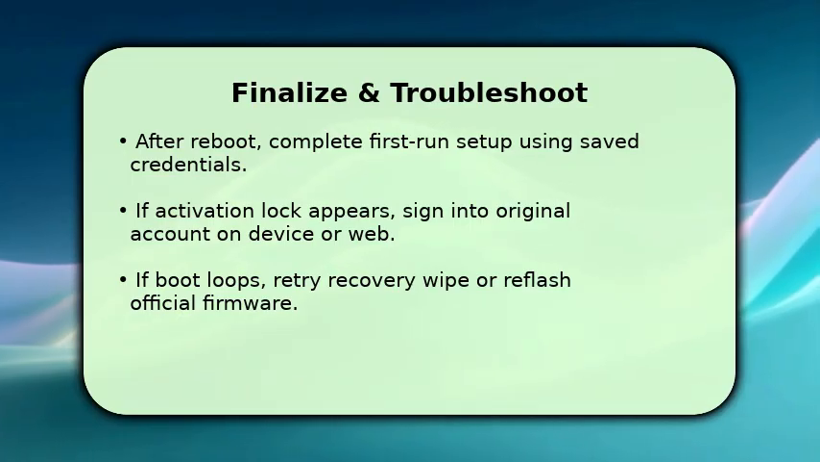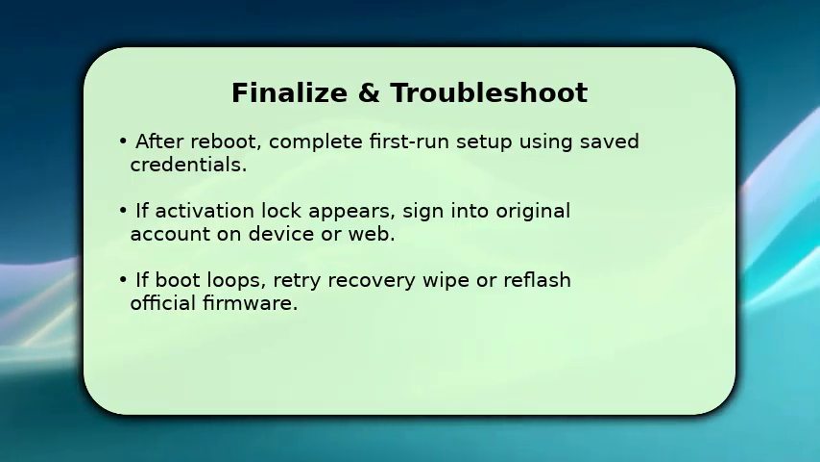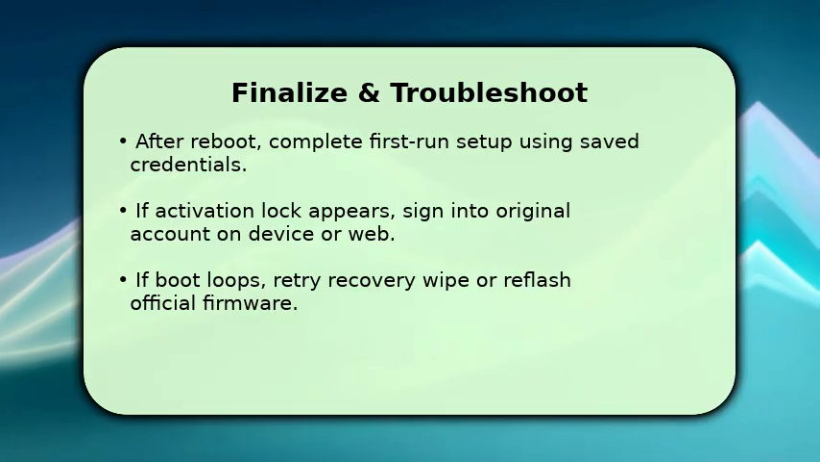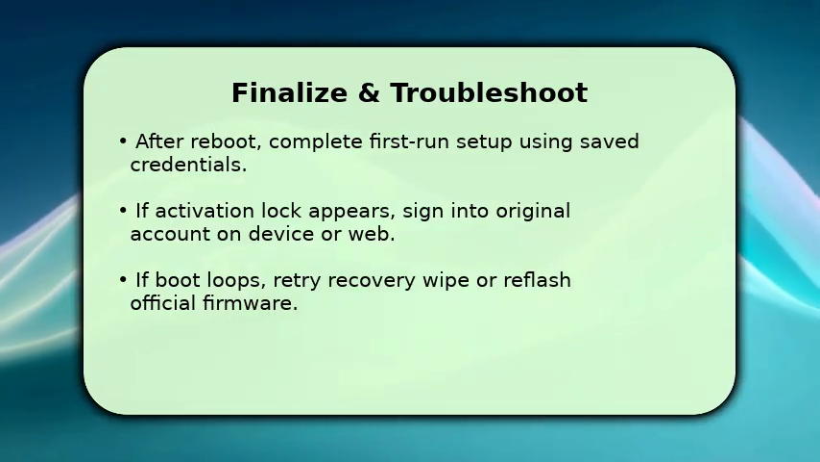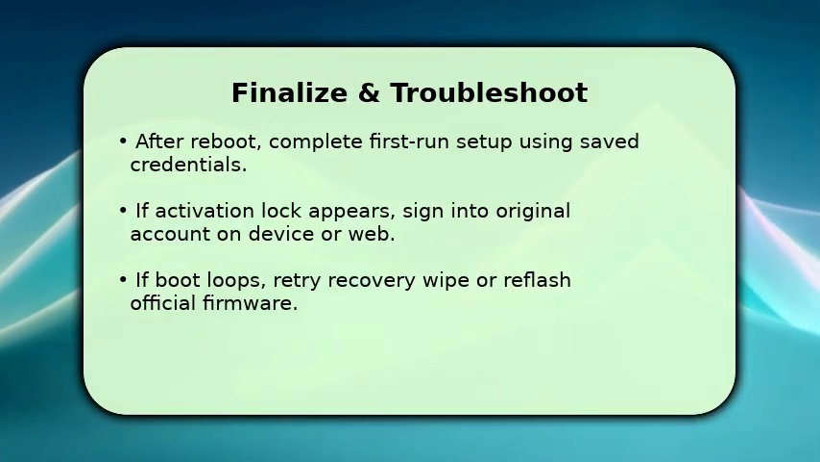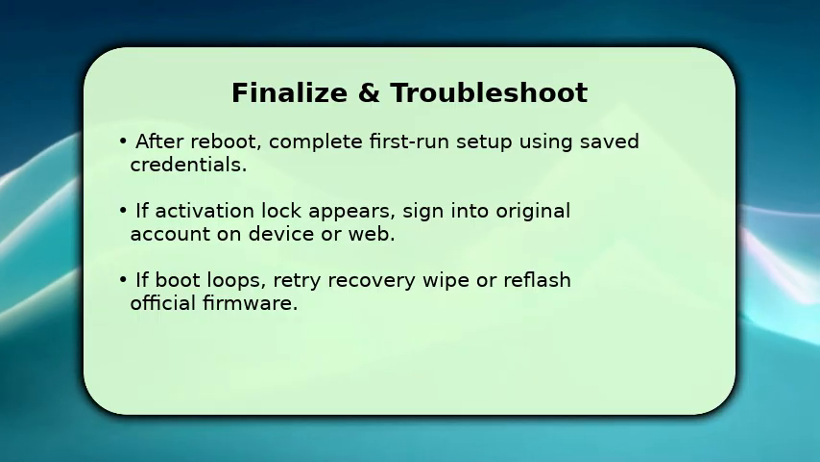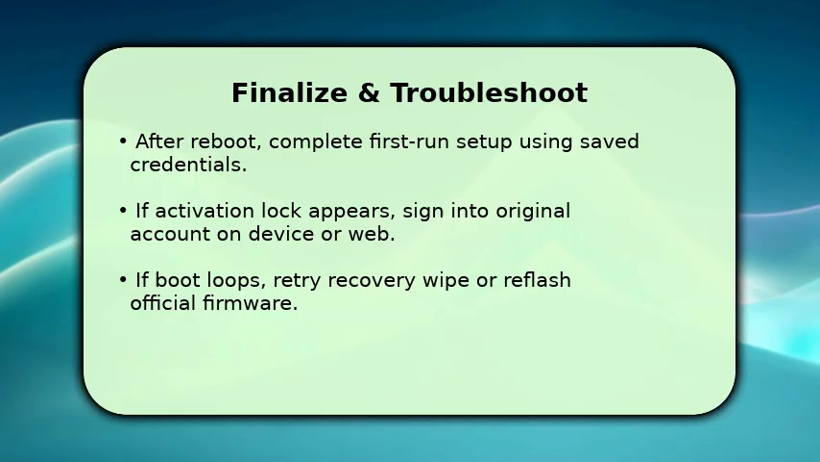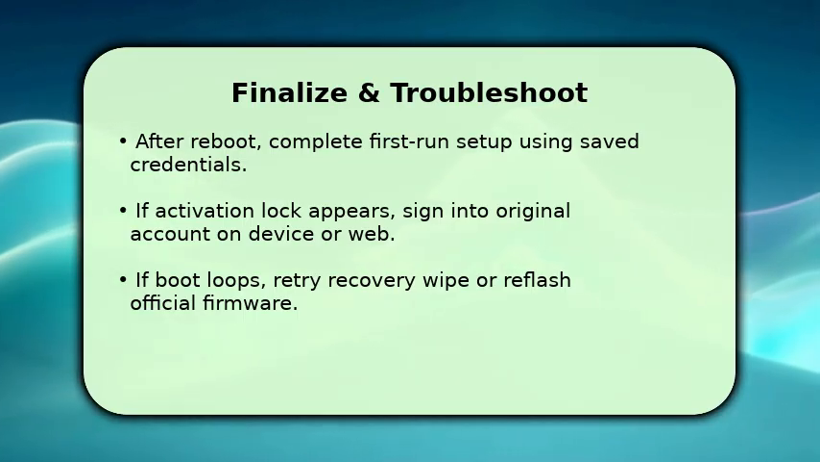If an activation lock blocks progress, log into the original account on the device or via the account recovery process to remove it. If the Zen enters a boot loop or won't finish booting, return to recovery and repeat the wipe. Or, as a last resort, reflash official firmware using the vendor's tool. This replaces corrupted system images. One tip: if nothing helps, contact.